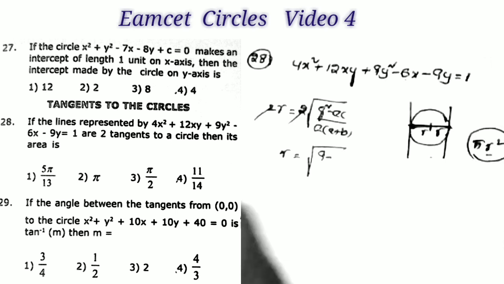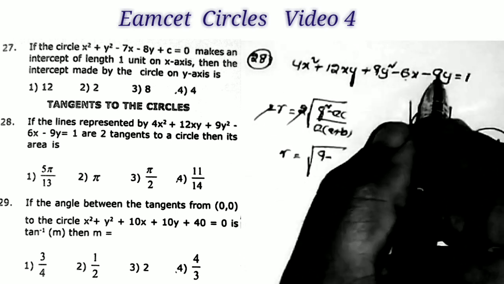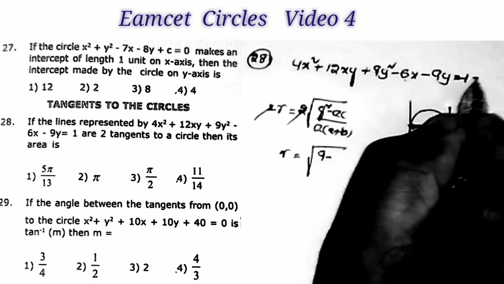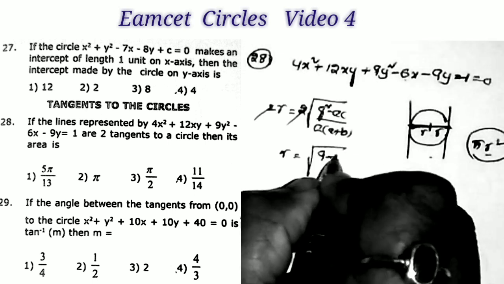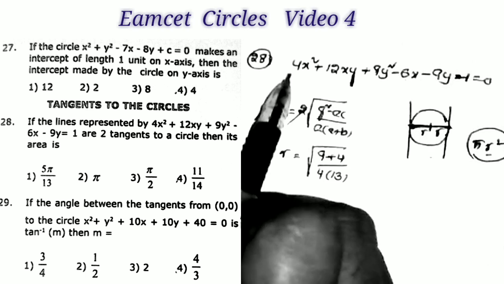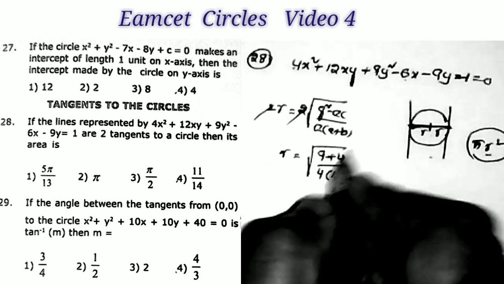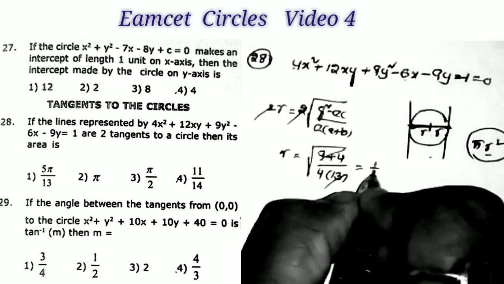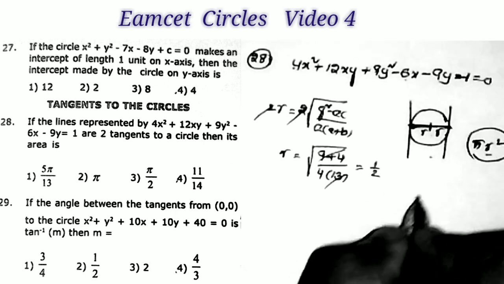G square is equal to 9. AC, c is equal to minus 1 here. 4 into minus 1 is minus 4, plus 9 gives 9 minus ac. Then by a into a plus b, 4 into 13. A is equal to 4, a plus b is equal to 13. Therefore, r is equal to 1 by 2, root 1 by 4 is equal to 1 by 2.